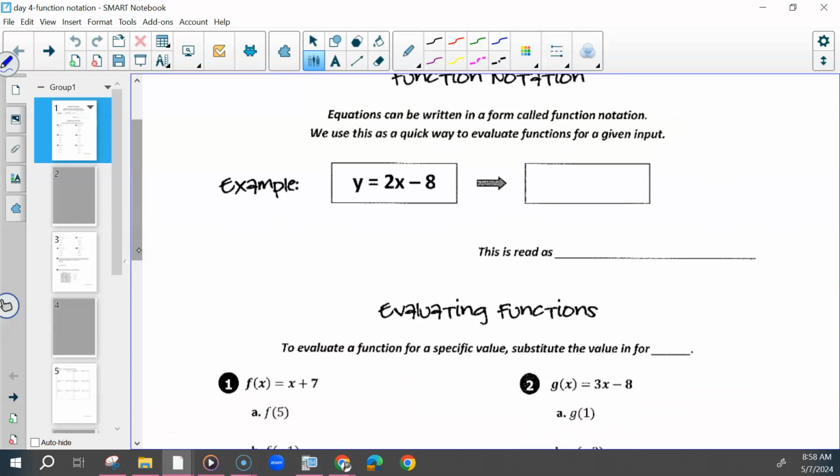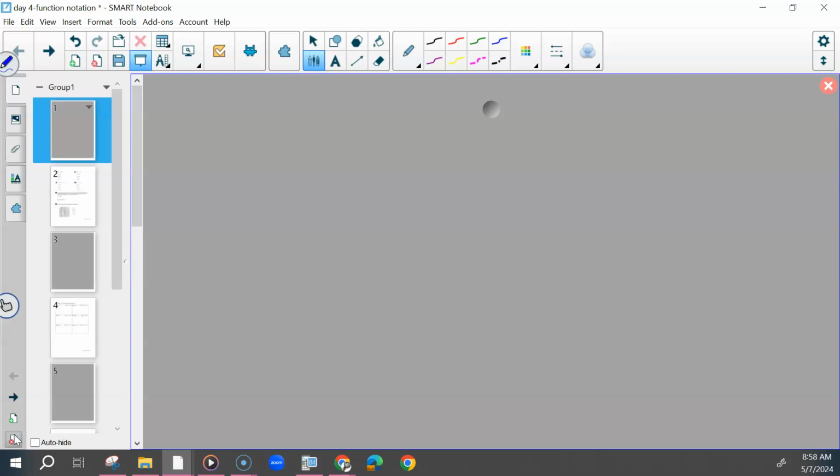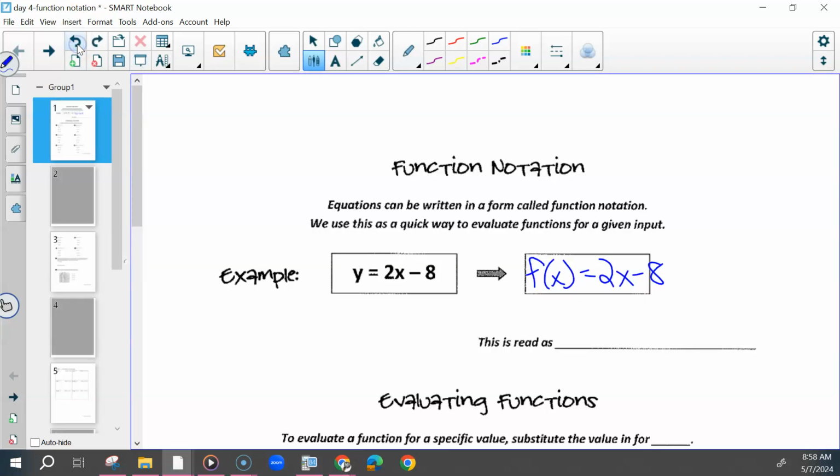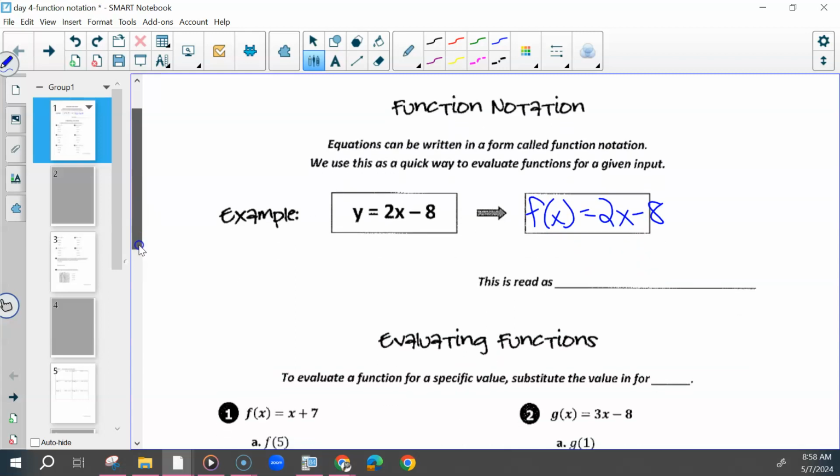So with function notation, instead of equation y equals 2x minus 8, you'll see f of x equals 2x minus 8. It really means the same thing. Y equals is more for equations, solving, graphing. F of x is more for functions, input, output type thing. This is read as f of x.